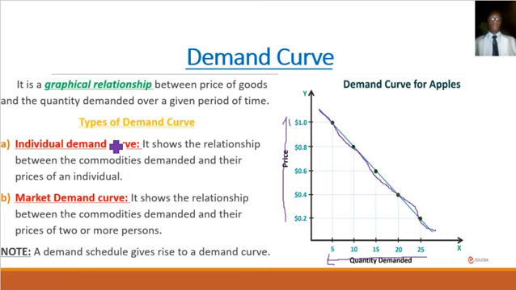So what you want to know about the types of demand curve is that when you plot a demand schedule, it will give you an individual demand curve. However, when you plot a market demand schedule, it will give you a market demand curve. So that is what will lead to the two types of demand curves, as you can see it there.